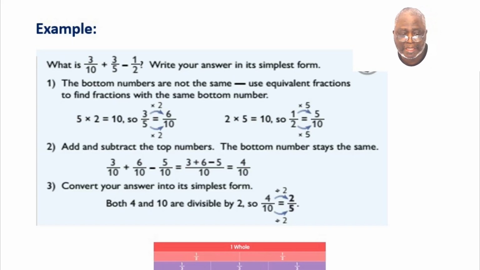We have one line, and then you find the lowest common multiple, which is 10, and then you just put all the numbers at the top and subtract them. And then step 3, convert your answer into its simplest form, because 4/10 can be converted into its simplest form by dividing both top and bottom numbers by 2. And then you'll have 2/5.